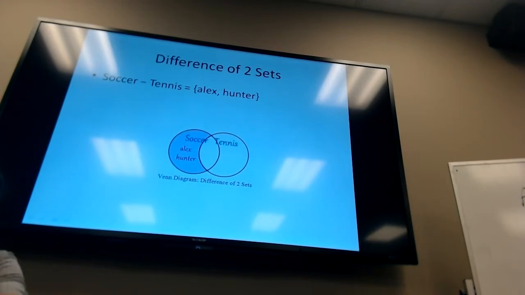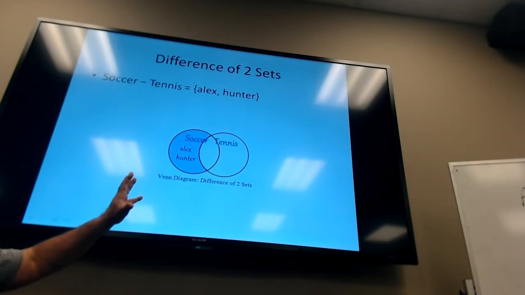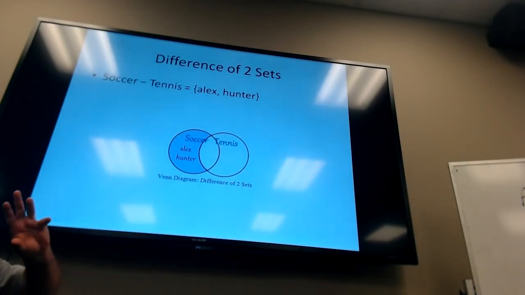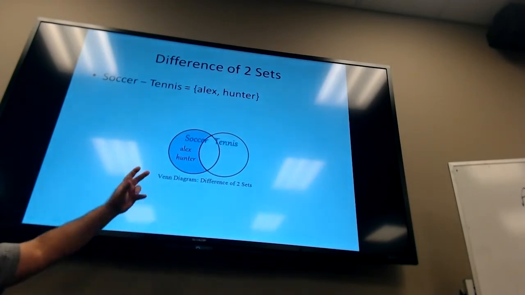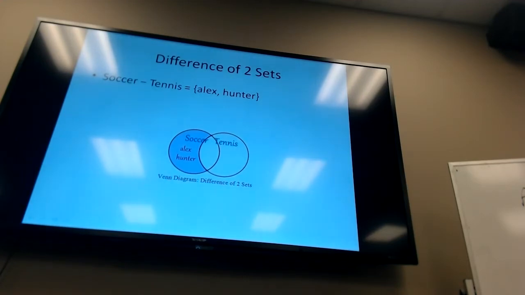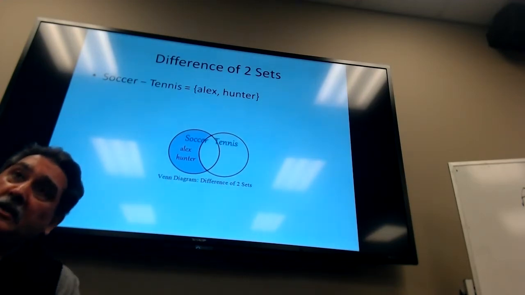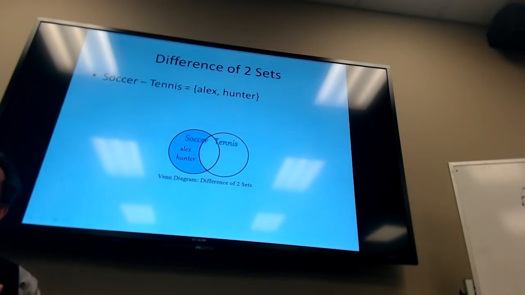Okay. Let's look at the difference of two sets. It's just subtraction. When you come here, you take away all the people that are in both sets, and what remains is only Alex and Hunter, and they are only soccer players. Again, you can use this in ministry to find out who the people are who are not coming to the Bible study. Then you can look for reasons, and you can use that to follow up and get some result.